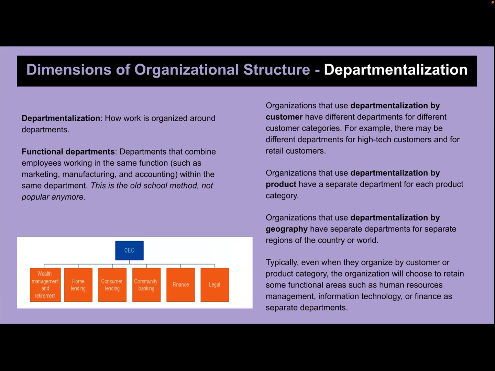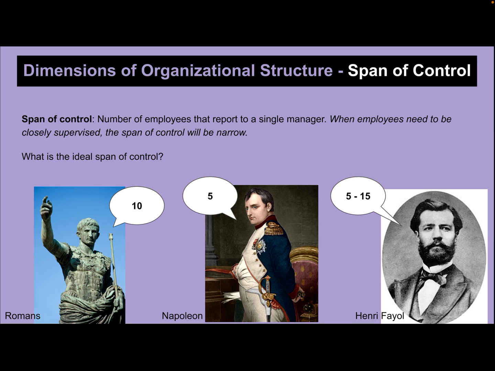So typically, even when they organize by customer or product category, the organization will choose to retain some functional areas, like the example on the left, such as human resources, management, IT, finance, etc. So some functional departments stay separate, like finance or IT, but it's better for the rest of the departments to be split up by who or what or where they're servicing, as opposed to exactly what they're doing, their functions.